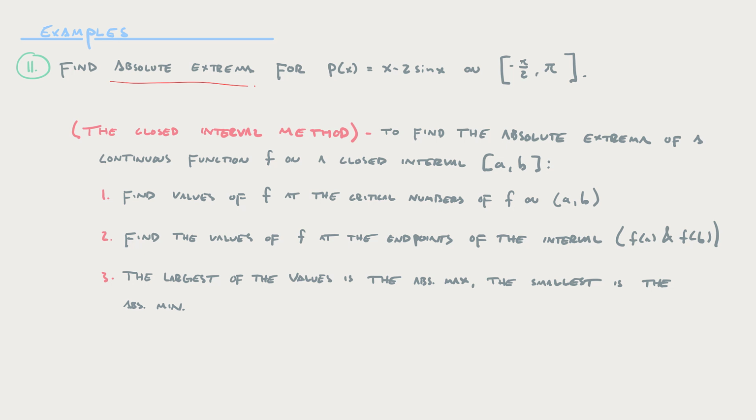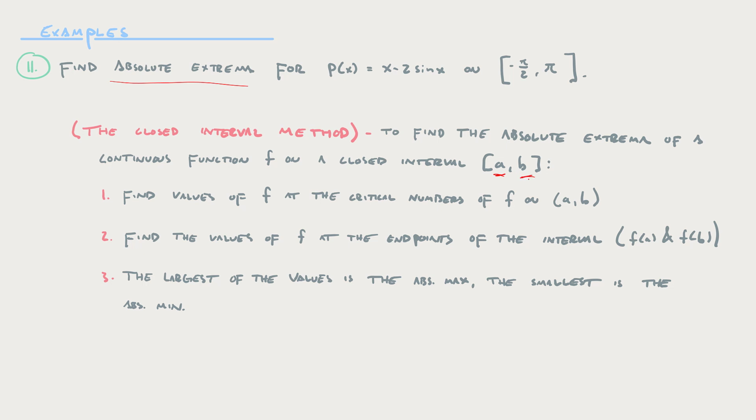It says to find absolute extrema of a continuous function f on a closed interval a to b, you first need to find values of f at the critical numbers of f on the open interval a to b. So we're going to do normal critical number stuff that we just did in the first example, but again, not all the way through sign analysis, just finding critical numbers. Second, we're going to find the values of f at the endpoints of the interval, which means we need to find f of a and f of b.